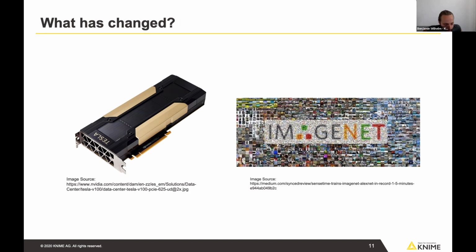So what has changed? Because deep learning has been around for some time, but only recently the interest spiked. So there are two main reasons. One is the computational resources that are available now.